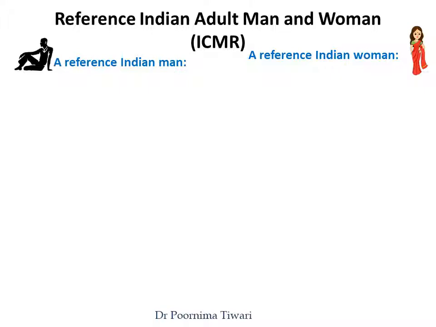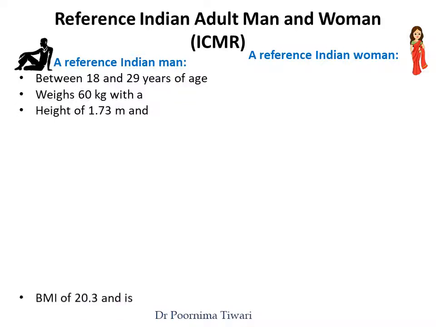So a reference Indian man has been defined by the ICMR as between 18 to 29 years of age, weighing 60 kg, height of 173 centimeters and a BMI of 20.3.